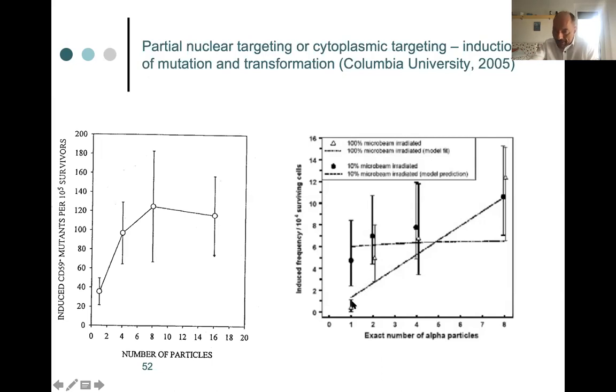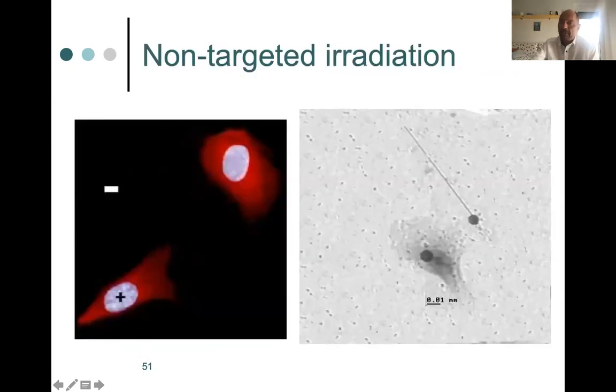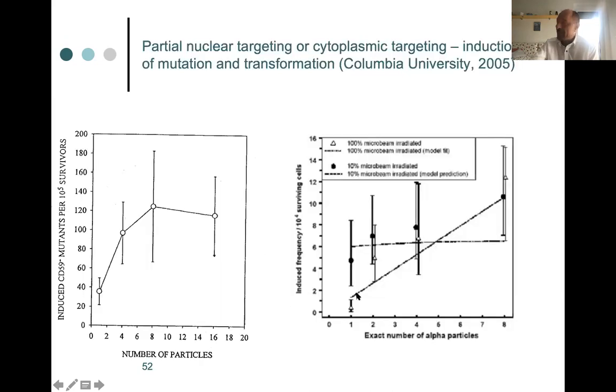So the white triangles here: you see one exact number, one alpha particle is very low and then goes up, 2, 3, and so on. But now these black spheres are only 10% microbeam irradiated. So you only irradiate 10% of the cells in the field, okay? And look here, very surprisingly, pretty much the same here, but here you have more.